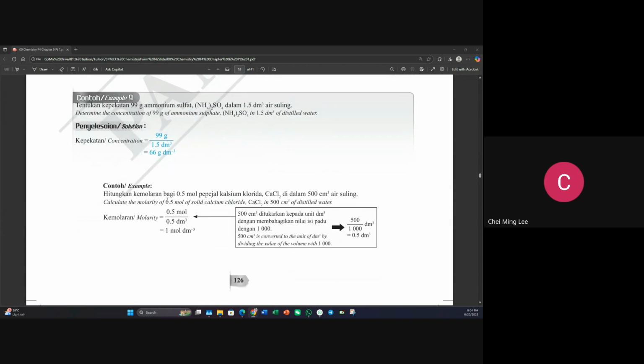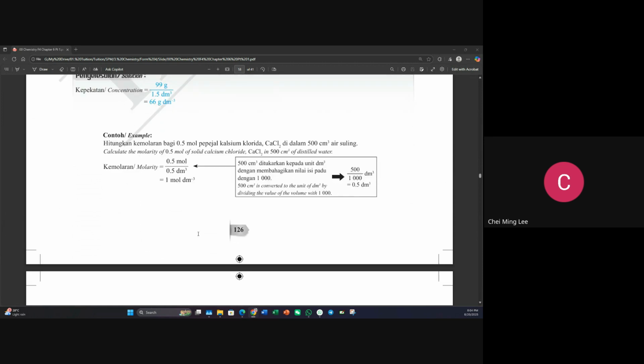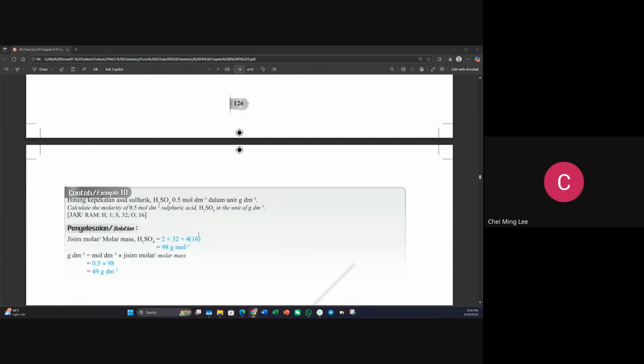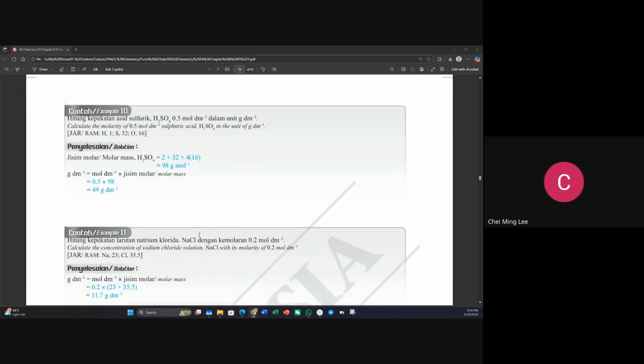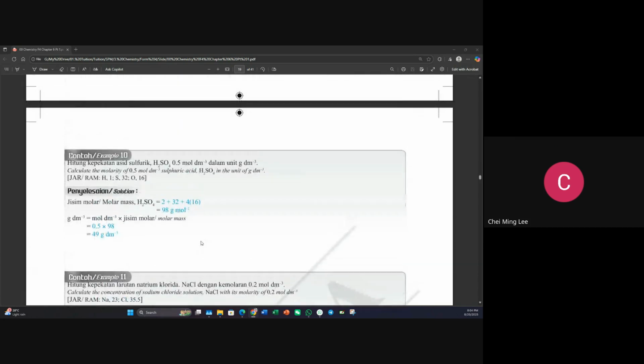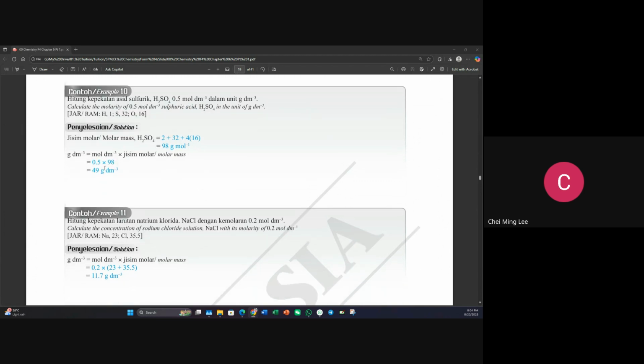Okay, so calculate the molality of 0.5 mole of solid calcium chloride in 500 cm cube of distilled water. So it will be 0.5 divided by 500 over 1000, which is 0.5 as well, so you will get 1 mole per dm cube. Now, for the next number, calculate the concentration of this one, 0.5 mole per dm cube, in the unit of gram.